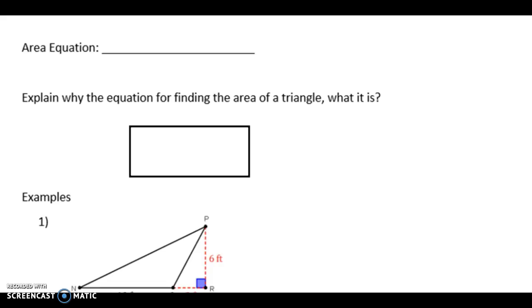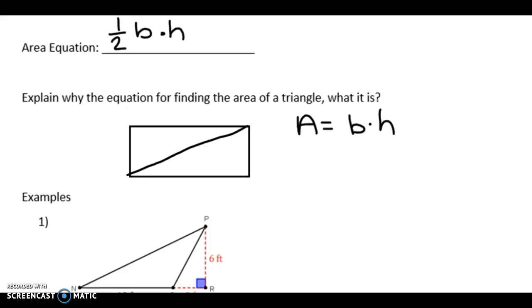All right, let's talk about the equation to find the area of a triangle. It is 1/2 of the base times the height. Why is that the equation for finding the area of a triangle? Well, let's look at a rectangle. Because remember, to find the area of a rectangle, it's base times height. Well, can I change a rectangle into a triangle? I can, by cutting it in half. So, that's why the equation is what it is. A triangle is half of a rectangle.